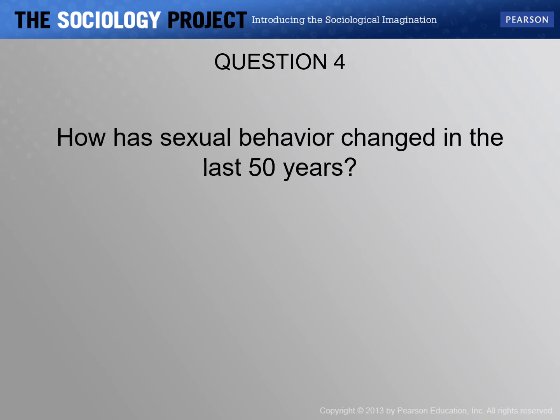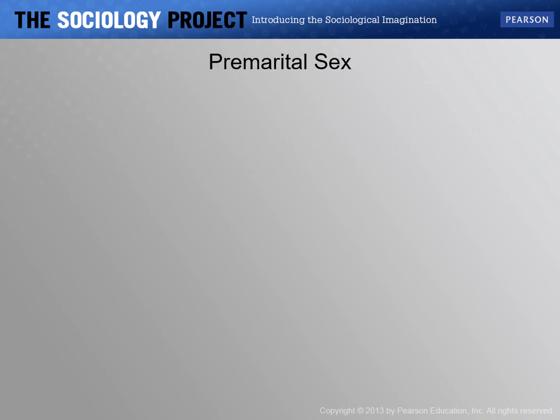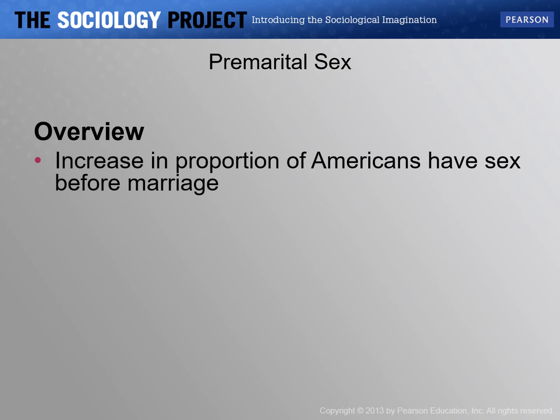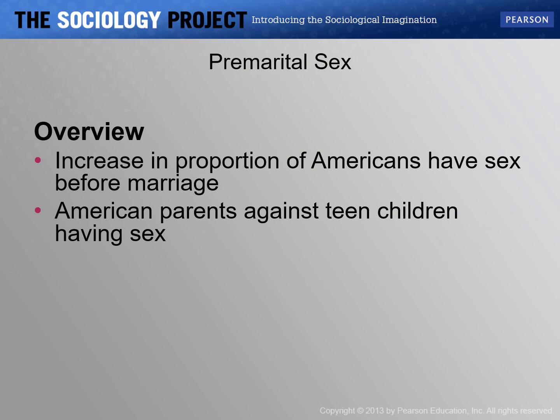How has sexual behavior changed over the last 50 years? Well, it's changed pretty dramatically, including opinions about premarital sex. There's an increasing proportion of Americans that have sex before marriage, as my mother-in-law used to call it, sinning, living in sin. American parents are by and large against teens having sex, although they do anyway. Interestingly enough, the birth rate among adolescents has gone down in the last 60 years steadily.